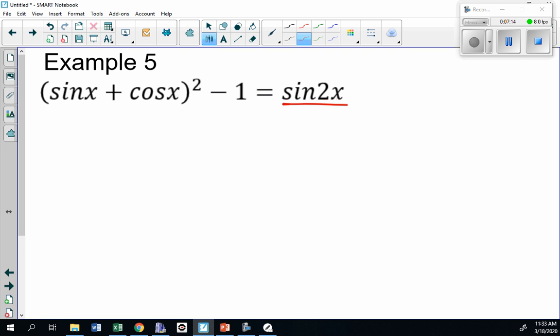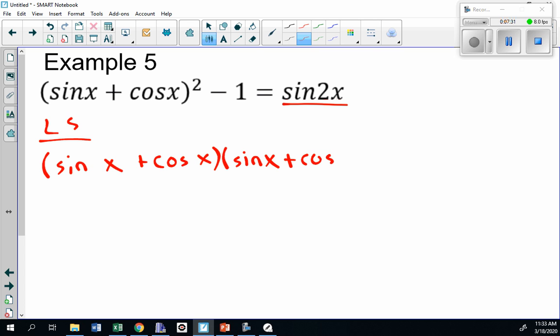Now this is a perfect square. It's possible that you already know how to do this without the step I'm about to show. But I'm going to show the full FOIL flowing out of this. So sine x plus cos x times sine x plus cos x. So it is a perfect square. Don't forget about your minus 1 though. That's going to become really important in a second.